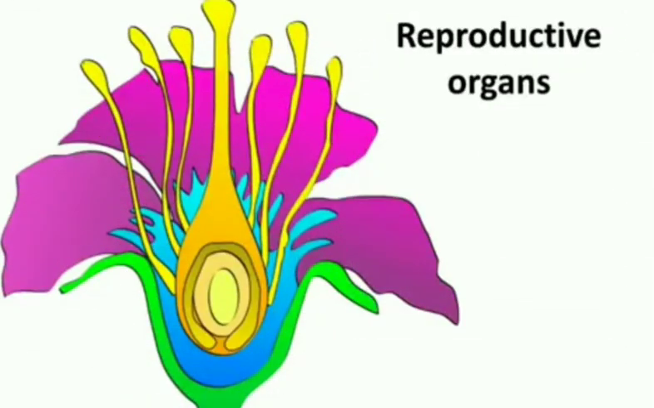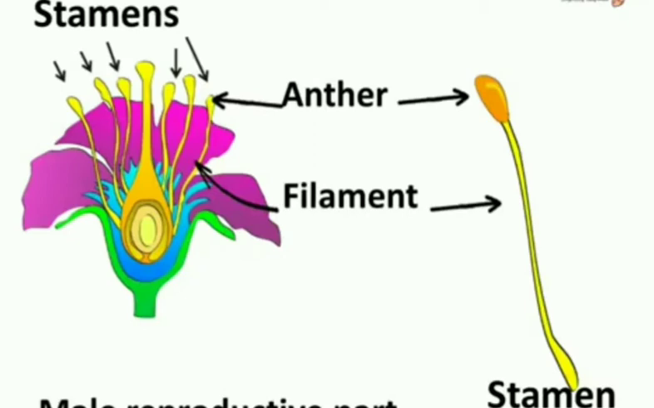Then the next reproductive organ is the androecium. It is denoted by letter A. Third floral whorl, the male reproductive part. An individual member is known as stamen. If stamens are free, it is known as polyandrous, and if stamens are fused, it is known as the synandrous condition. Then a stamen is made of anther, filament and connective.